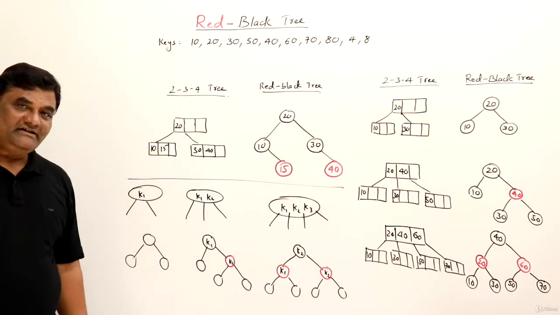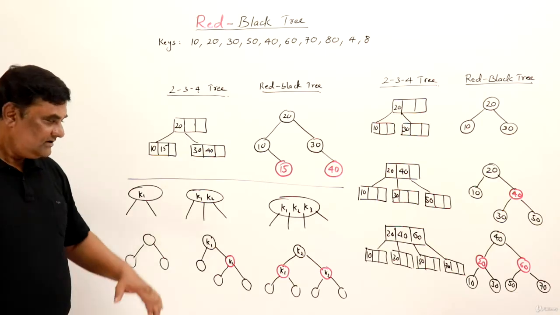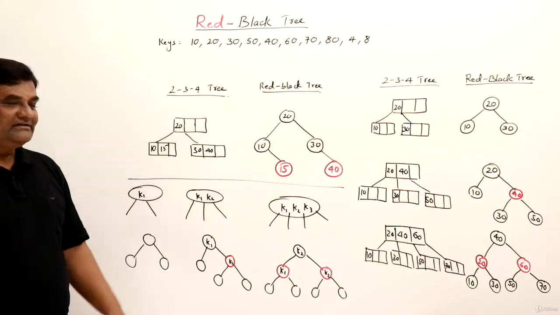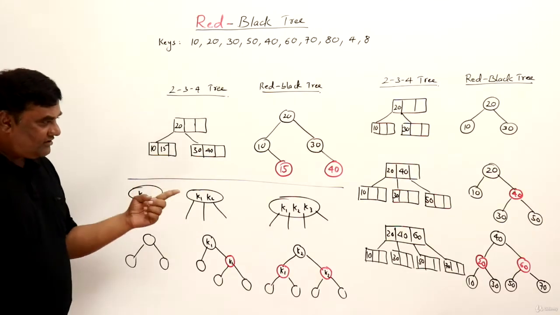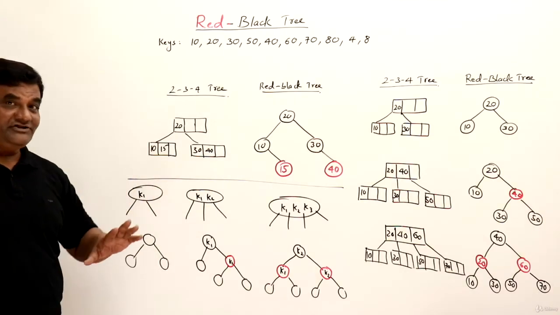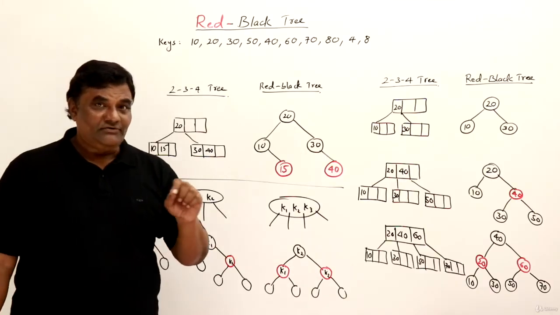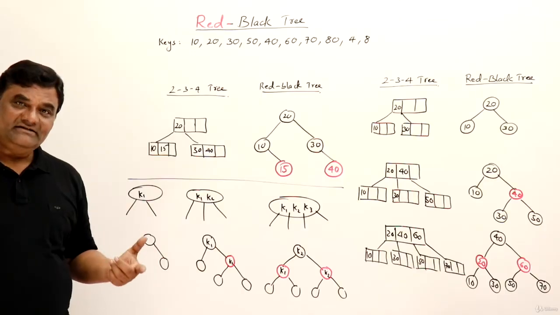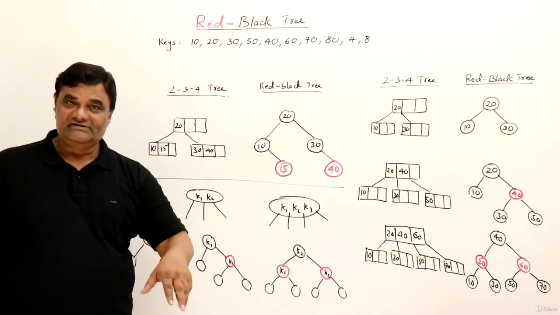So this is how you can take it as a general form, comparing 2, 3, 4 trees with red black trees. So you should draw this once, right? Just watching will not help you. You have to draw this once. So copy this and work it out by yourself once again. Have a look at it, then do it by yourself.